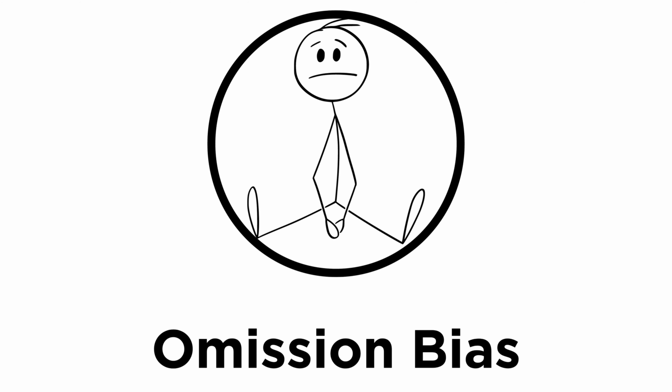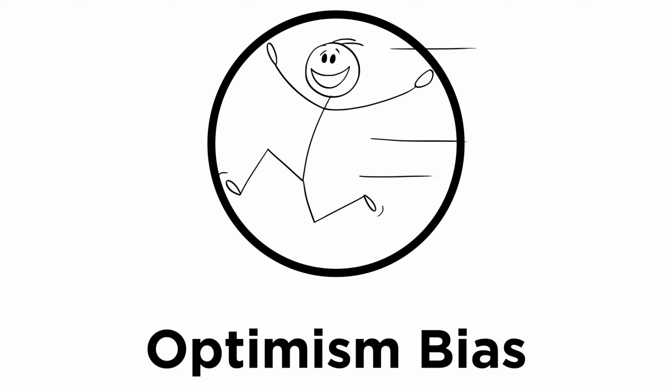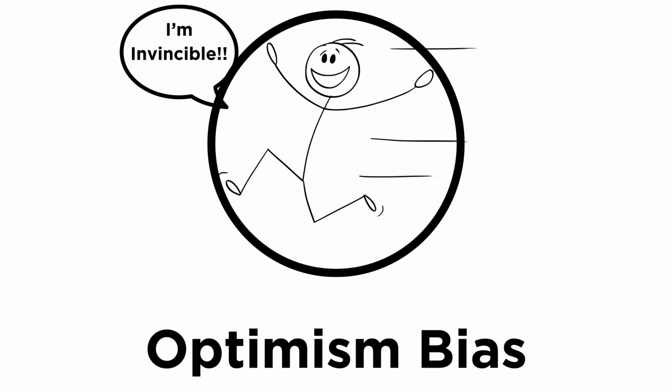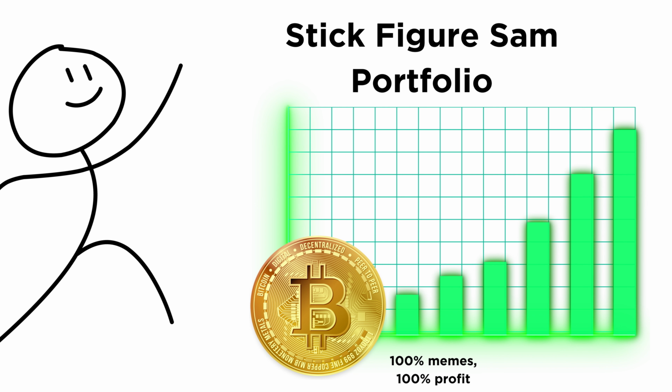Omission bias is the tendency to prefer inaction over action, especially when faced with morally challenging situations. The shame is that by not acting, the decision gets made for you. Optimism bias is believing that one is less likely to experience negative events and more likely to experience positive events when compared with others. Just like when I bought Bitcoin in 2009. I'm lucky, I didn't actually.